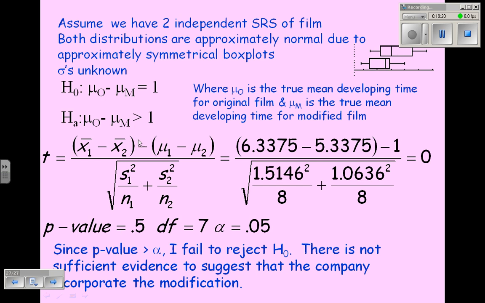Okay, so that's a real quick version of 2-sample t procedures. And of course, we will be talking about this in class and doing lots more examples over the next week or so before spring break.